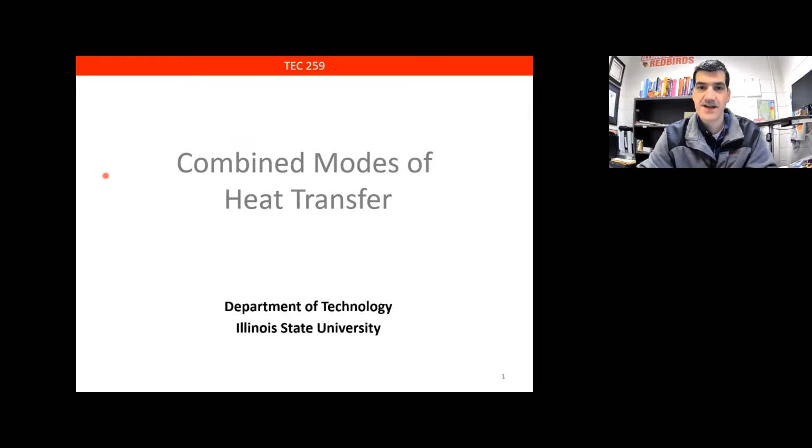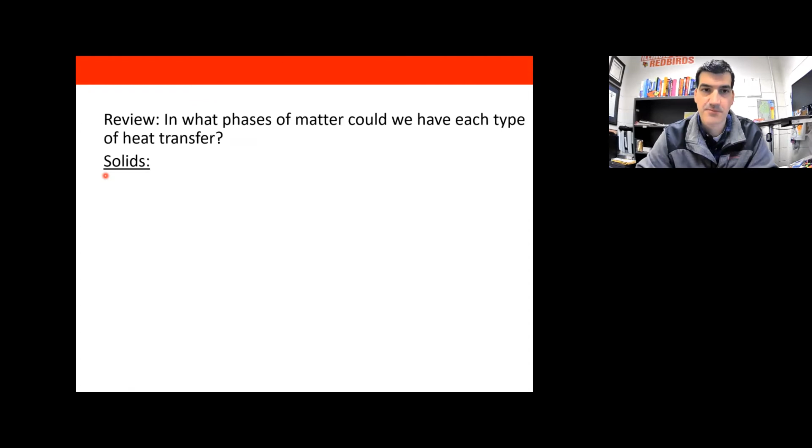All right, combined modes of heat transfer. So we're going to start by doing a little bit of a review, and we'll talk about what modes of heat transfer are relevant for different types of material. We'll talk about solids and liquids and gases, and then also the special case of a vacuum as well.